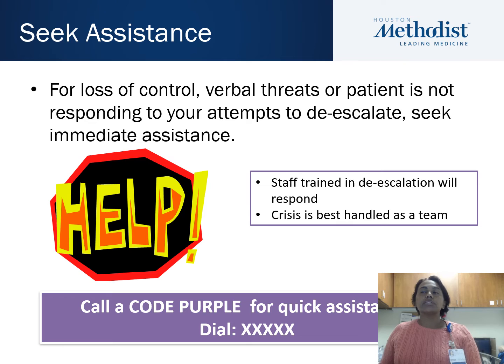Code purple is the code that we would be calling when our patient is out of control and is a danger to themselves or to somebody else. So we call code purples at Methodist Willowbrook using 77777. It's 5 sevens. Staff trained in de-escalation are going to respond. That would include security, police officer from the emergency room perhaps, and typically other staff members like leads and charges. We're going to take a team approach to handling the response from that point forward.